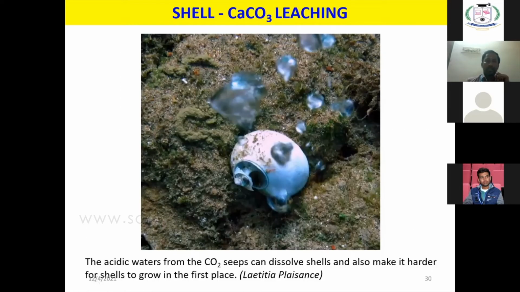In the impacts, the first one is the coral impact of ocean acidification. The second one is the calcium carbonate leaching from the shell, and there you can see the shell is made up of calcium carbonate. Because of the ocean acidification, the calcium carbonate will undergo leaching, that is of Ca2+ and CO3 2-.